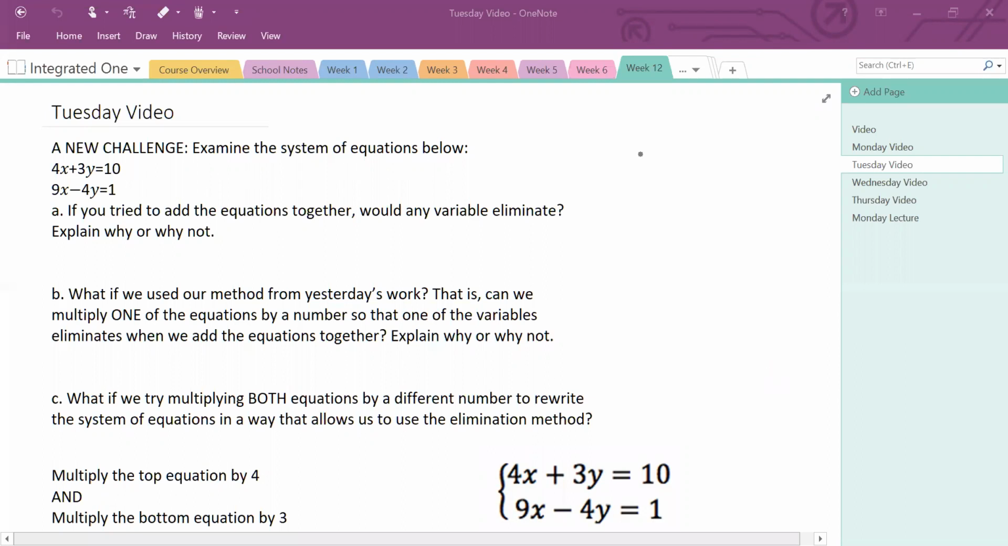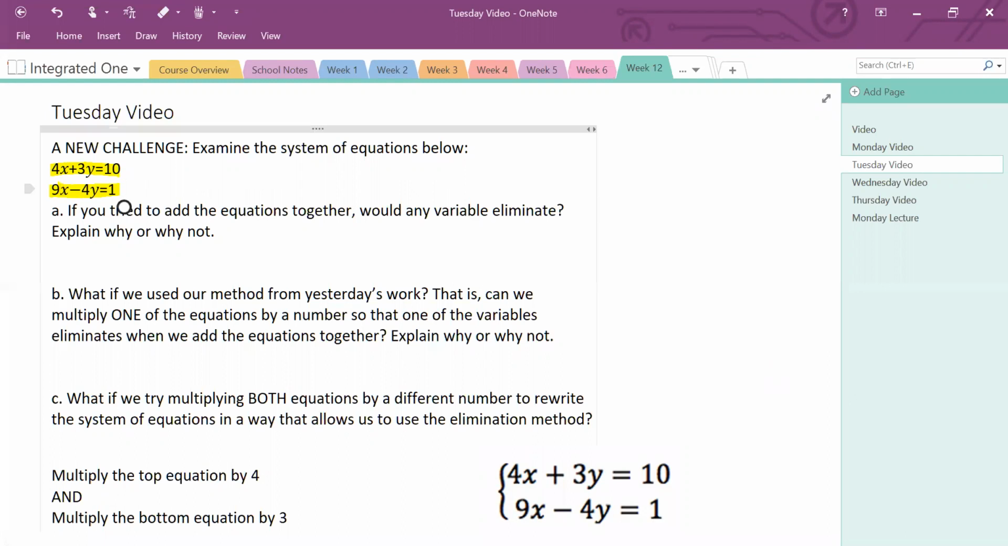Again, we're going to look at another way of looking at systems of equations using the elimination method. So here I have another example of two equations in a system: 4x plus 3y is equal to 10, and 9x minus 4y is equal to 1.